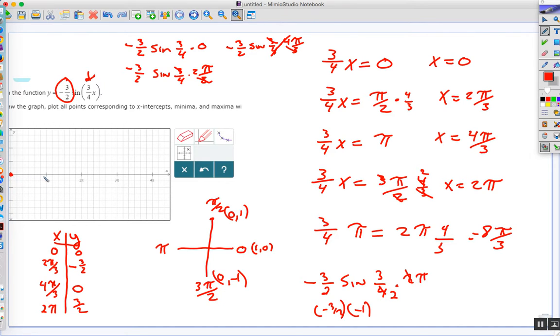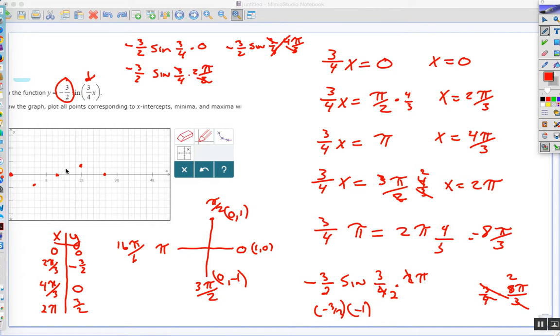Since we have 6 tick marks in between pi, this is going by pi over 6. So this would be 1 pi over 6, 2 pi over 6, 3 pi over 6, 4 pi over 6, 5 pi over 6, 6 pi over 6, which is pi. Okay, so I went ahead and filled this in. So this is our point 0, 0.